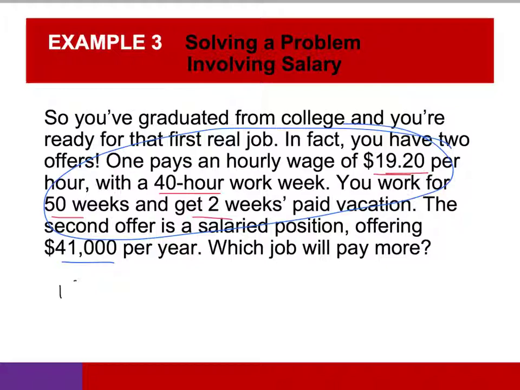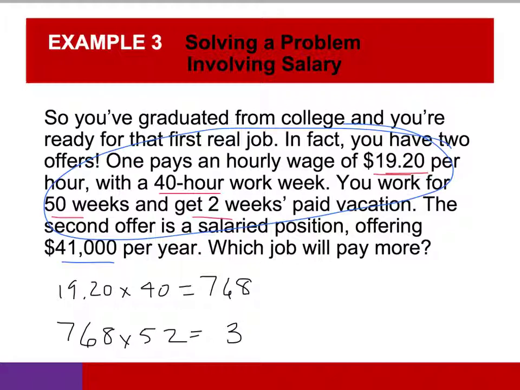Well, we're going to do 19.20, and we're going to times that by 40 hours per week. We would get a total of $768. That's how much we make per week, 768. We're going to times that by 52, because there's the 50 weeks we work and the 2 that we get paid for free. So we figure that out, and we get $39,936.